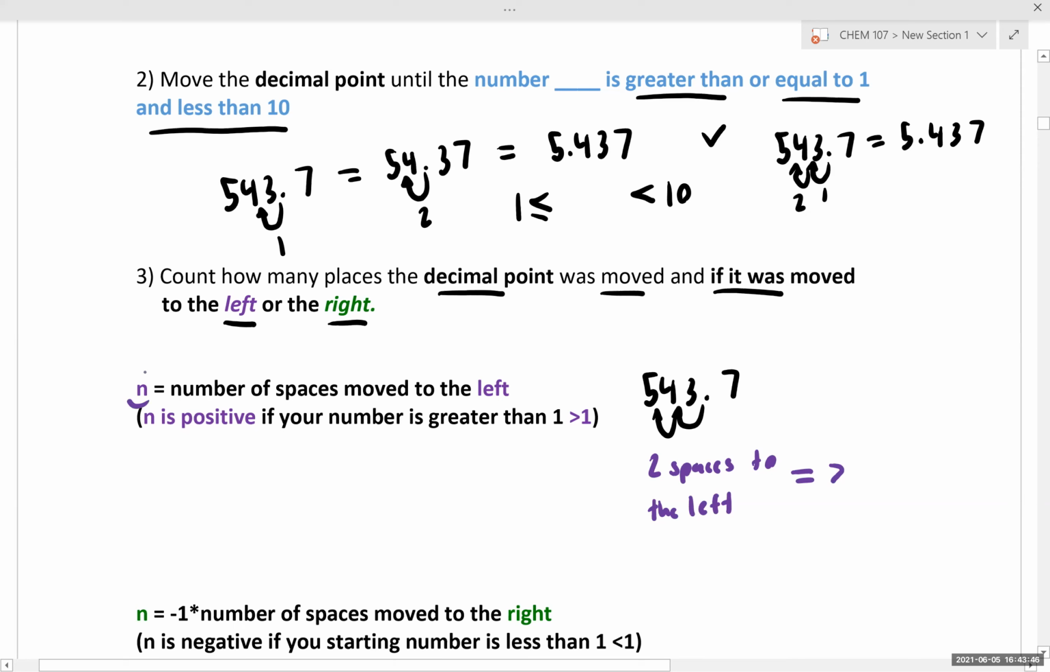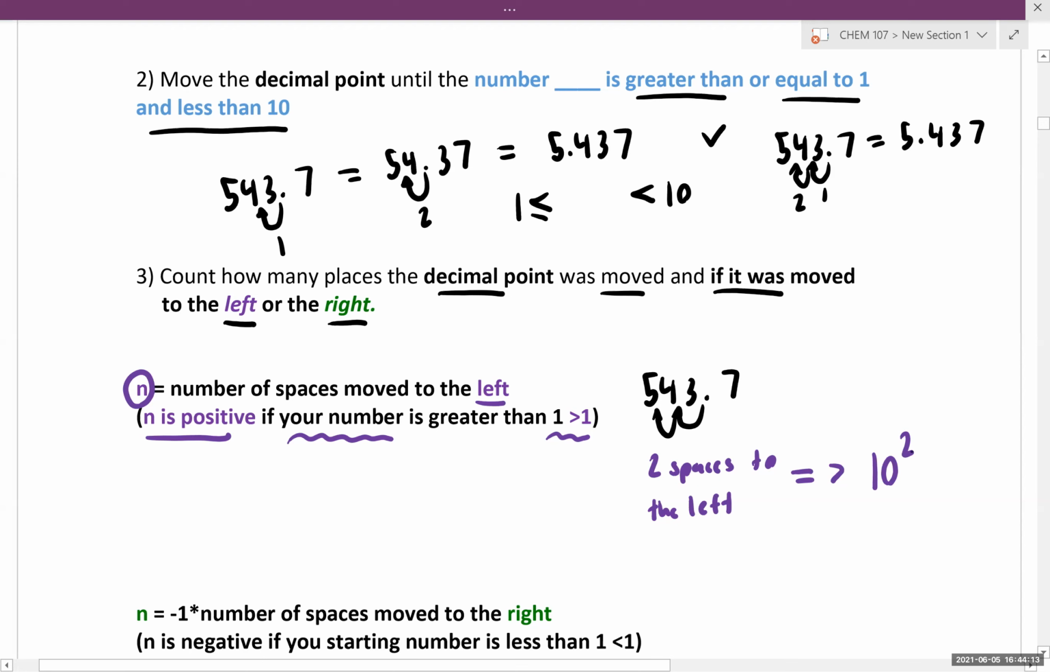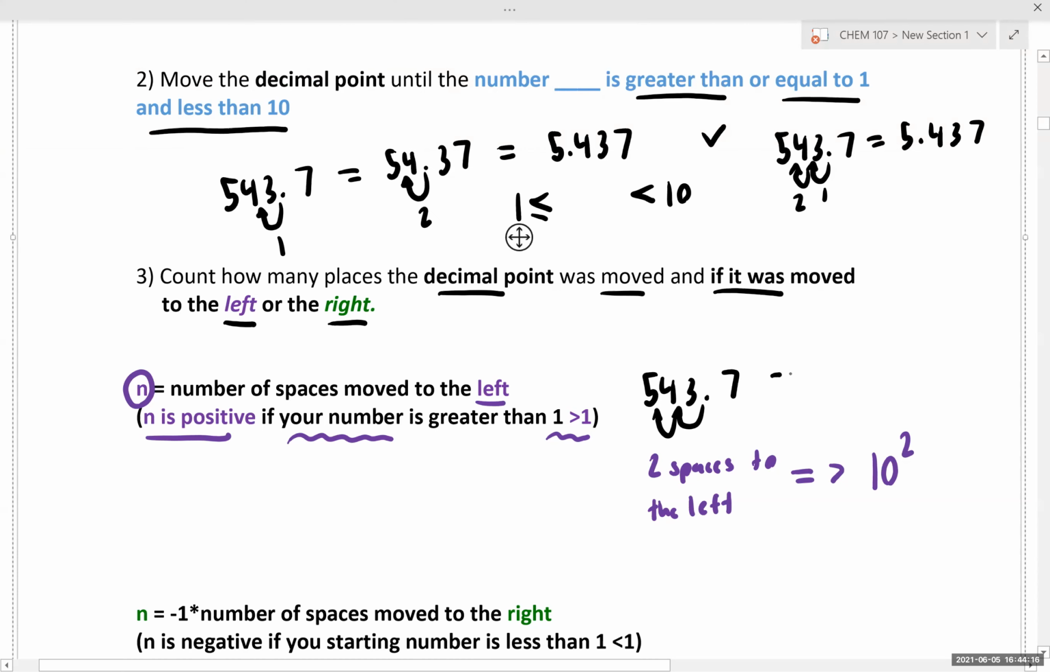Thus, when we're writing out our exponent in scientific notation, n is equal to the number of spaces moved to the left. N is generally positive if your starting number is greater than 1. So 543, definitely greater than 1. We had to move our decimal point 2 spaces to the left, so that would give us 10 to the second. So putting this together, that gives us 543.7 turns into 5.437 times 10 to the second.